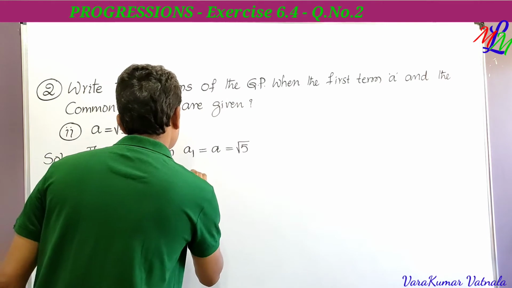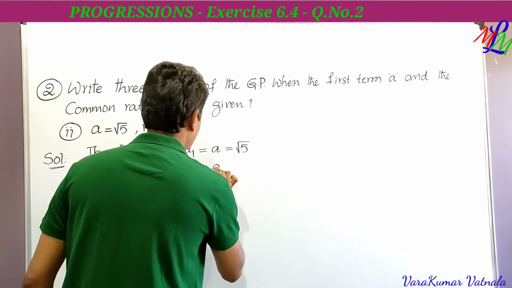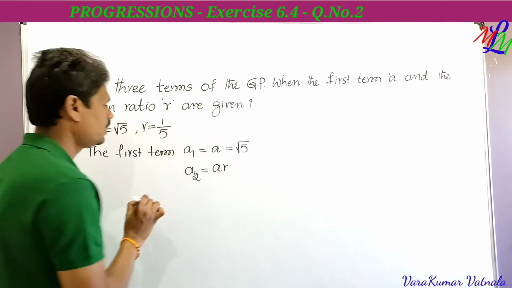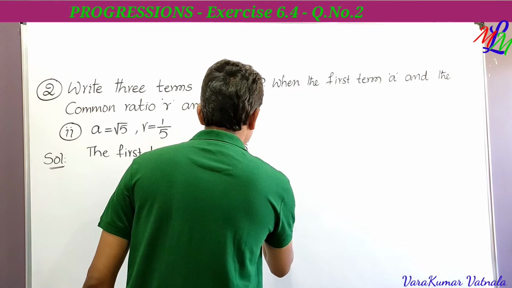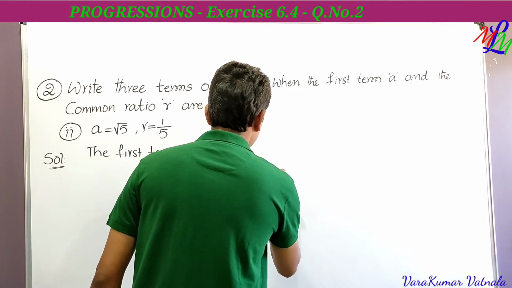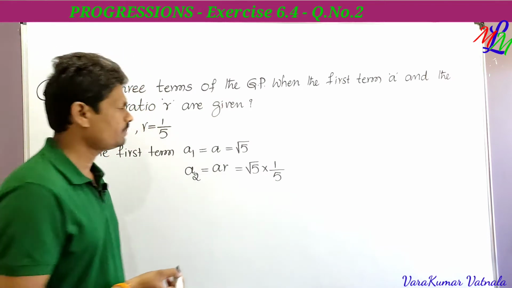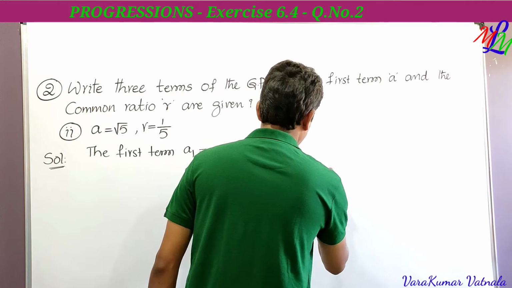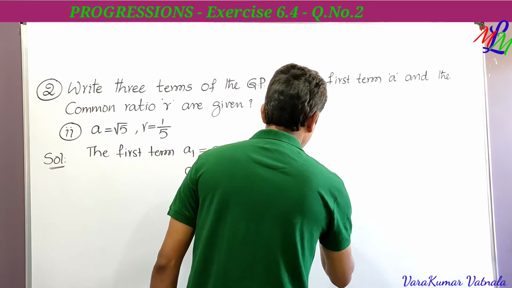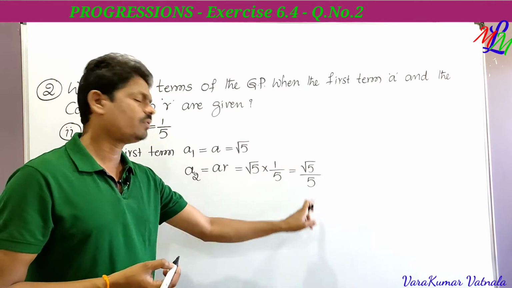And the second term is denoted by A2. So A2 is equal to A into R. A2 is equal to what? A into R. So here A value is root 5 and R value is 1 by 5. So root 5 into 1 by 5, we can write root 5 divided by 5.